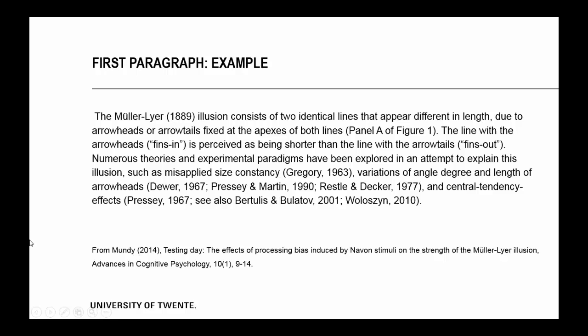This is from a study of Mundi from 2014, which is about the Muller-Lyer illusion, which is a particular type of perceptual illusion where people have to compare two lines, and one line is often overestimated in terms of length. And what is good about this first paragraph is that the Muller-Lyer illusion is immediately introduced and explained. And then it is mentioned that there are a variety of theories and paradigms that have looked into it and tried to explain the illusion. And this is also the topic of this paper. It tries to test a certain explanation of the Muller-Lyer illusion.